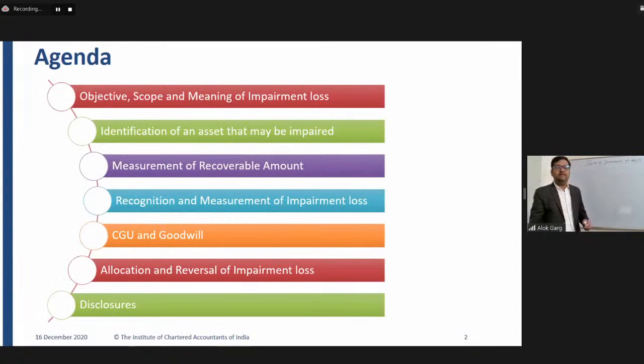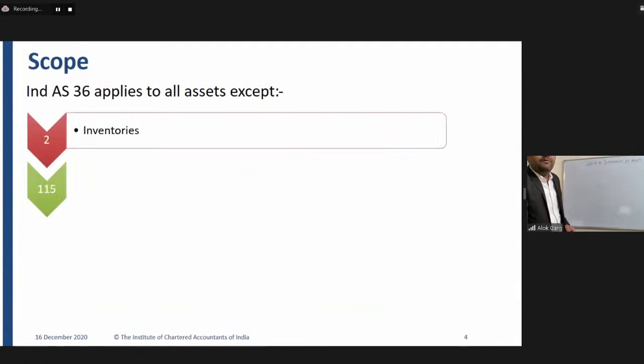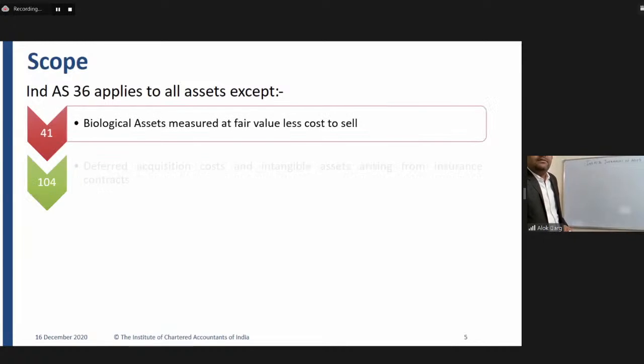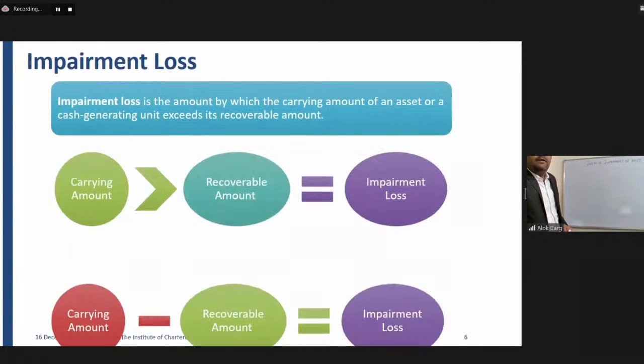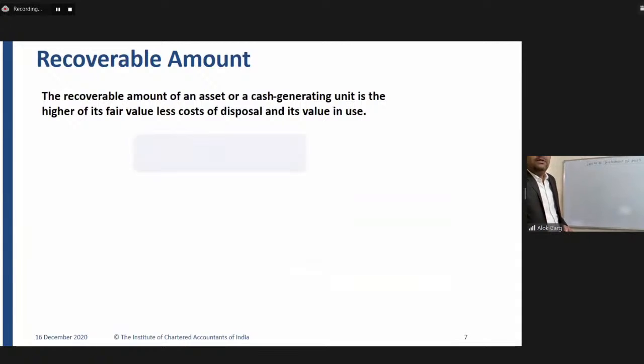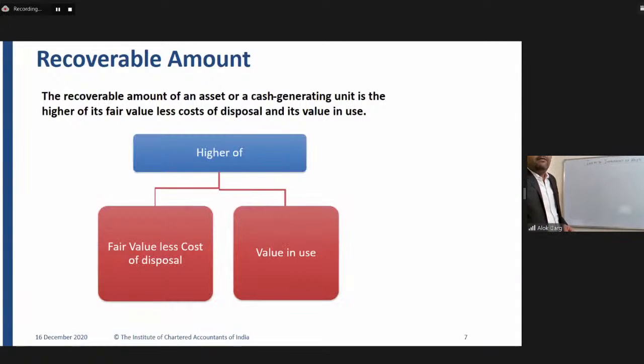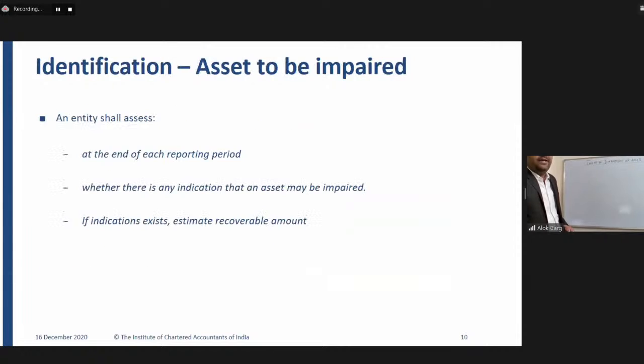So this was the agenda. We have to discuss objective, scope, and meaning of impairment loss; identification of an asset that may be impaired; measurement of recoverable amount; recognition and measurement of impairment loss; cash generating unit and goodwill; allocation and reversal of impairment loss; and disclosures. We discussed the objective and the scope, then what is meant by impairment loss, which is the higher of fair value less cost to sell and value in use. We have done a case study also.